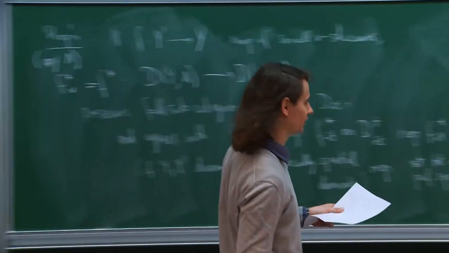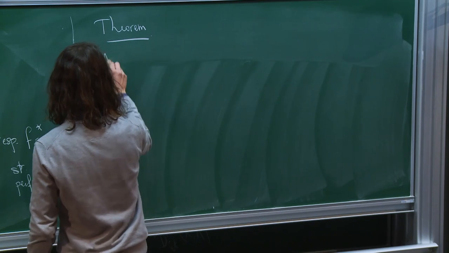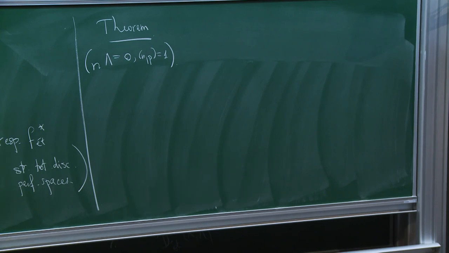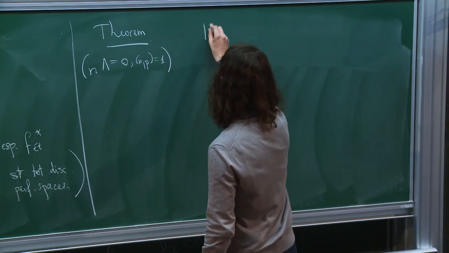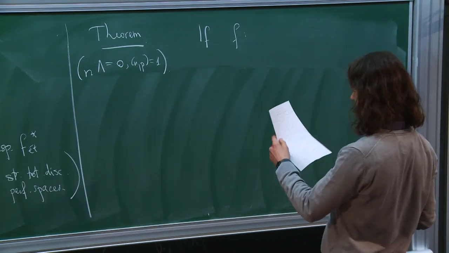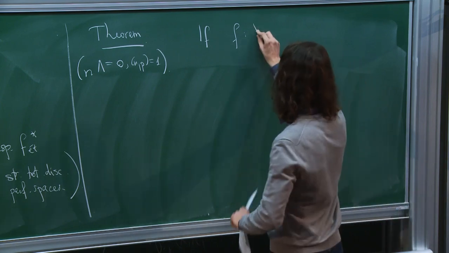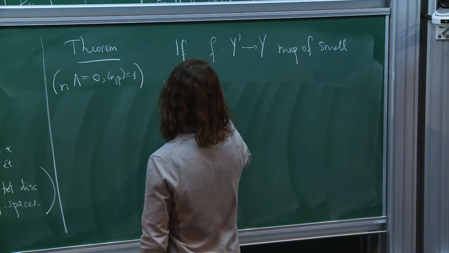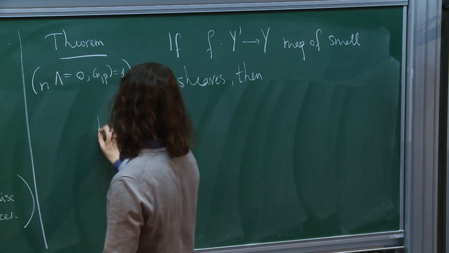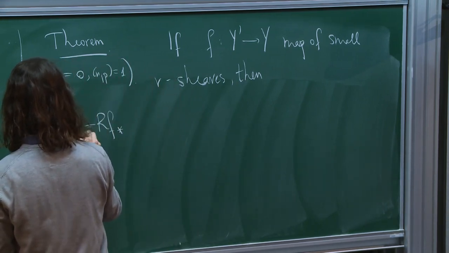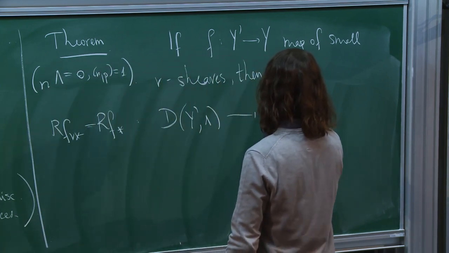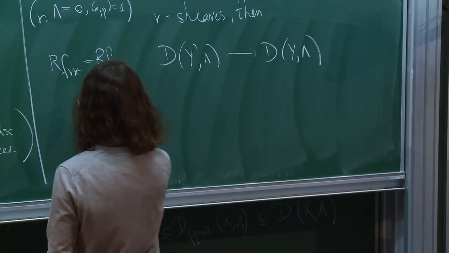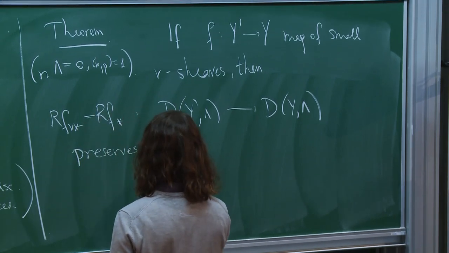Okay, so that's the simplest operation, but now let's go one step further. Let's try to push forward. And now it's really important that n lambda is equal to 0 where n is prime to p. So again, we're in the situation that f from Y prime to Y is a map of small v-sheaves. It's basically the same statement: R f lower star preserves the full subcategories.